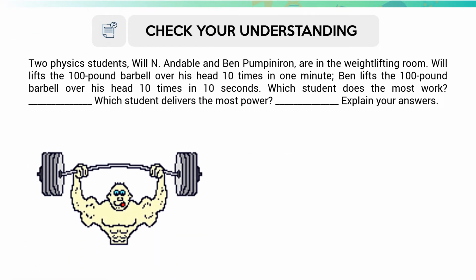Okay, to understand this better, let's check our understanding. We have two P6 students, Will and Ben, pumping iron. They are in the weightlifting room. Will lifts the 100-pound barbell over his head 10 times in 1 minute. Meanwhile, Ben lifts the same 100-pound barbell over his head 10 times in 10 seconds. Which student does the most work and which student delivers the most power? Then we have to explain our answer.